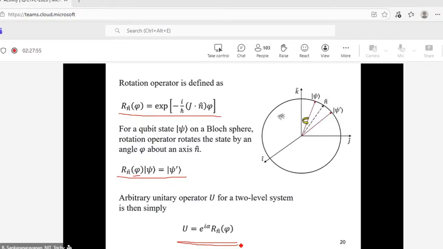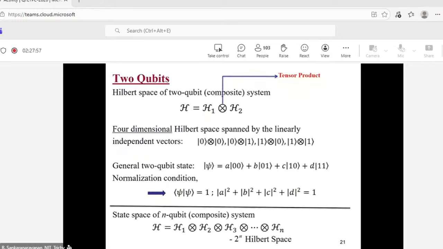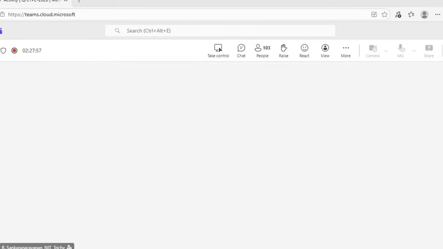In this way, one can also build up the Hilbert space starting from a single qubit Hilbert space. Suppose you have one qubit which has a two-dimensional Hilbert space H1, and you can also think of another two-dimensional Hilbert space H2 for another particle. You take what is called the tensor product of these two. The moment you take the tensor product, the resultant Hilbert space is four-dimensional.